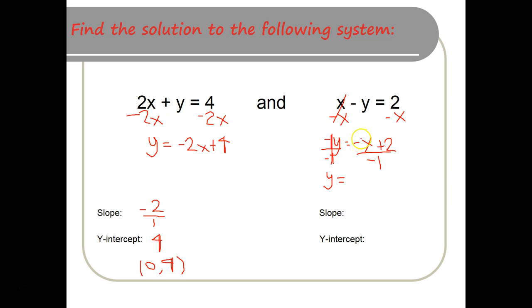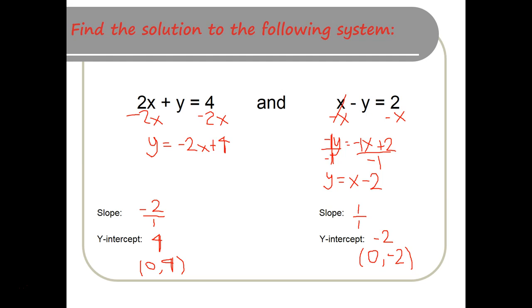So this is a -1x divided by a -1. Negative over a negative makes a positive. +2 divided by -1 is a -2. So my slope, my number in front of x, there's really a 1. So I would rise 1 and run 1. And my y-intercept, or this number at the end of my equation, is a -2. So on the y-axis, my starting point would be at -2. So that's just a little review of how to put these in slope-intercept form.